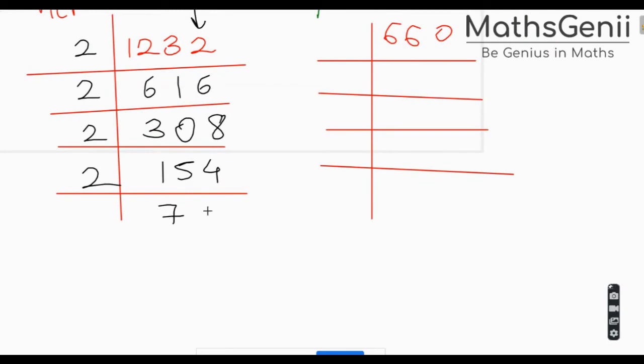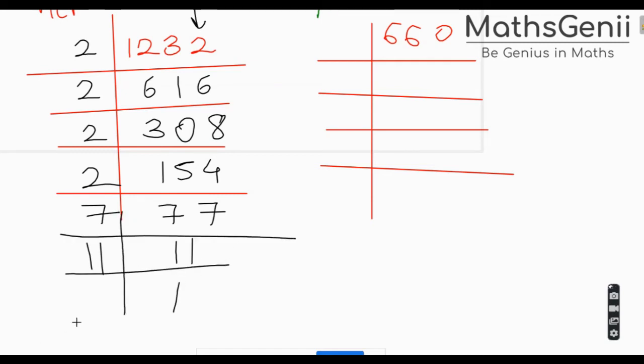7s are 14, and 1 carry 7. So this can be divided by 7, correct? So I will have 11. Here I have 11, and then I have 11 divided by 11, 1.